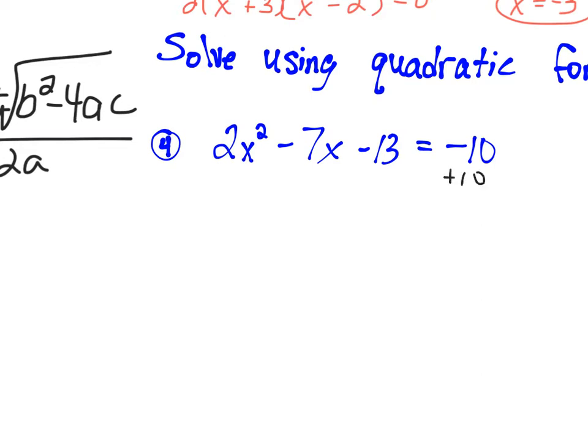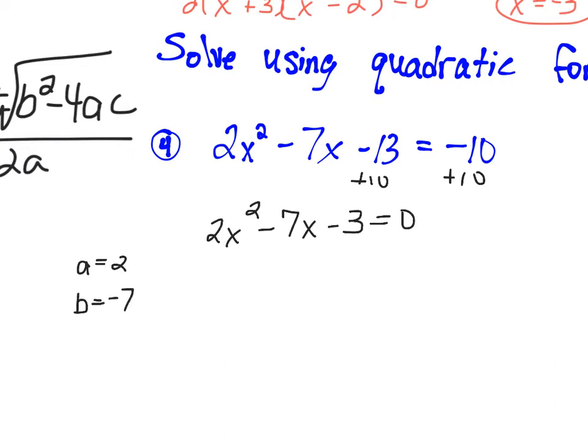So I'm going to add 10 to both sides. So my new polynomial that I'm looking at is 2x squared minus 7x minus what? 3. Good. Now you guys can tell me what a, b, and c is. Make sure it goes x squared, x, constant. So in this case, my a would be 2, my b would be negative 7, and c would be negative 3. Anybody have any questions on where I got those numbers?